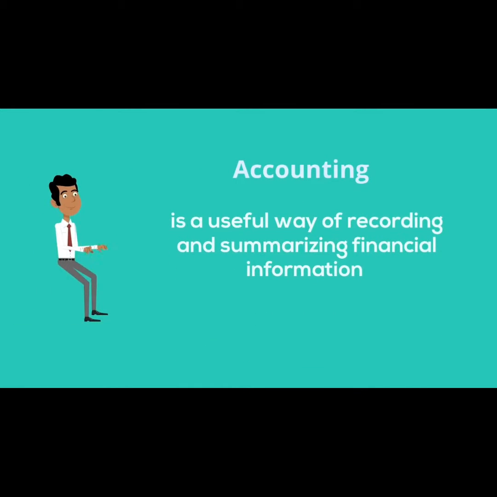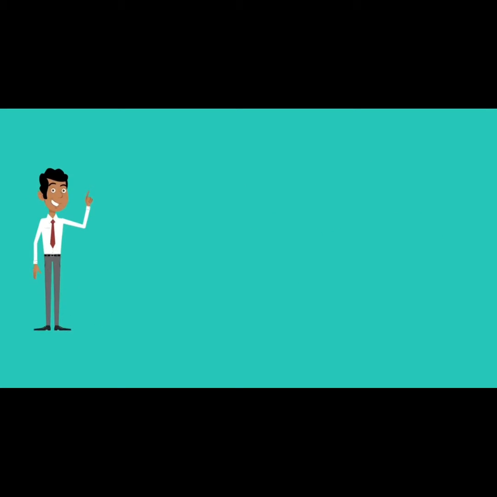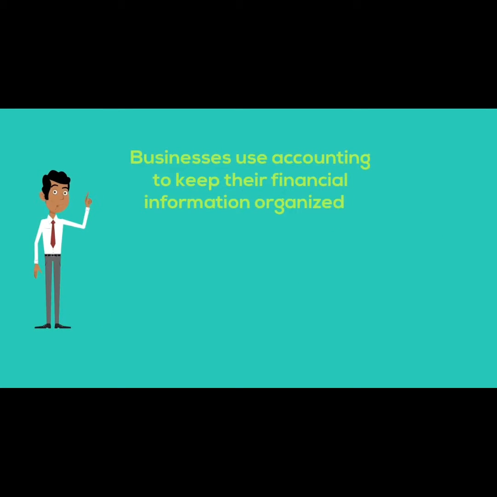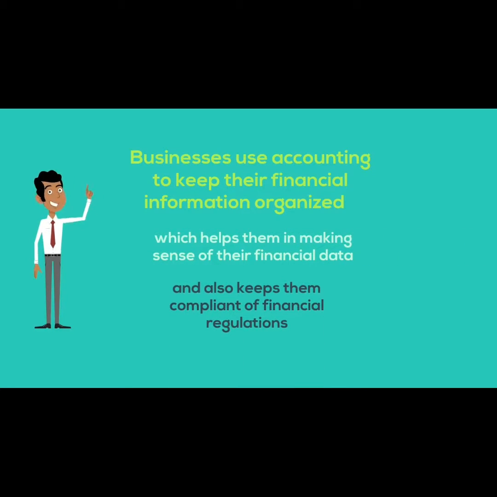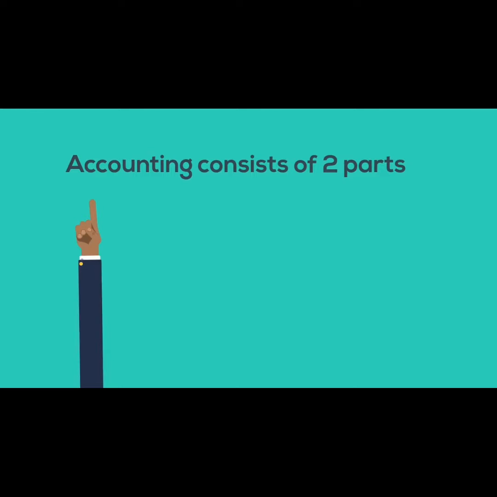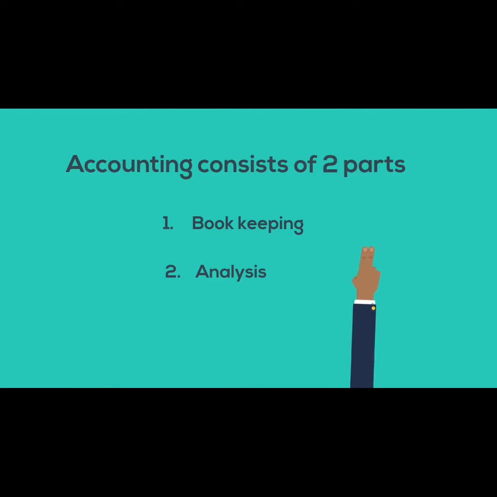Accounting is a useful way of recording and summarizing financial information. Businesses use accounting to keep their financial information organized, which helps them in making sense of their financial data and also keeps them compliant with financial regulations. Accounting consists of two parts: one, bookkeeping; two, analysis.